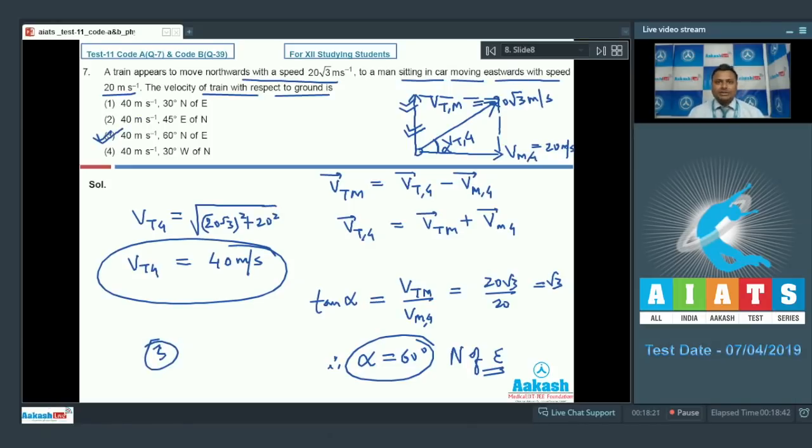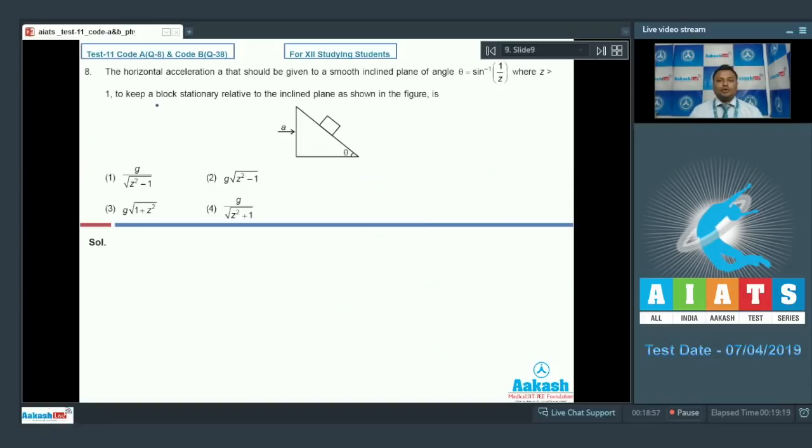Now move on to the next, that is question number 8. So here is question number 8 everyone. A horizontal acceleration A should be given to a smooth inclined plane of angle theta equals sine inverse 1 by z, where z is greater than 1, to keep a block stationary relative to the inclined plane as shown in figure.